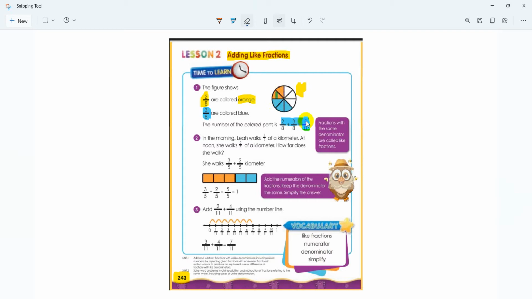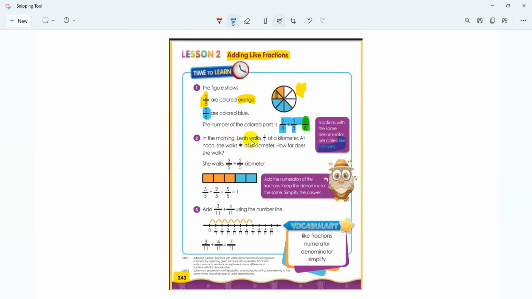Here it is written, let's read it. Fractions with the same denominators are called like fractions. These fractions which have the same denominator down here, the same number, we call them like fractions.